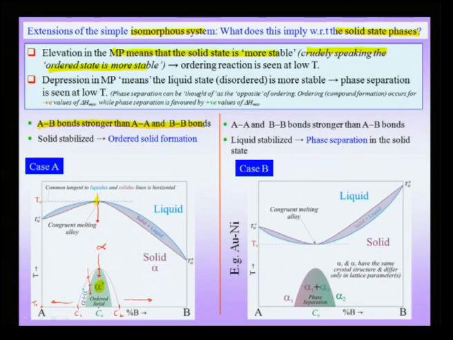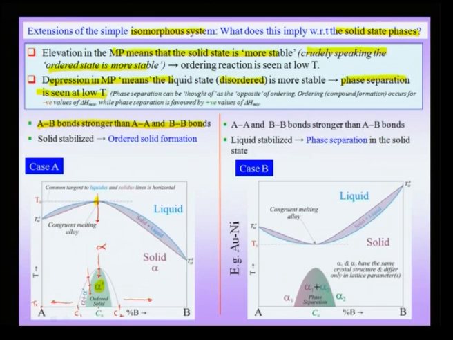Now, on the other hand, the other example is what we call depression in melting point. That means that the liquid state, which can be thought of as a disordered state, is stabilized, and whenever this happens, there is a possibility that phase separation takes place at low temperatures.